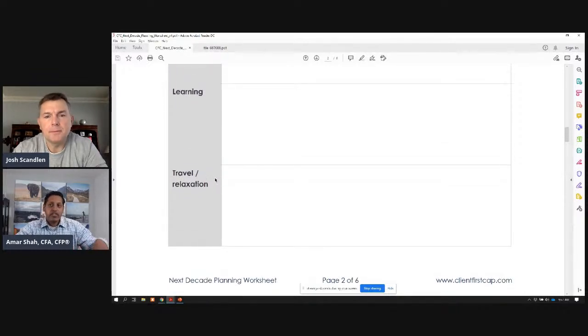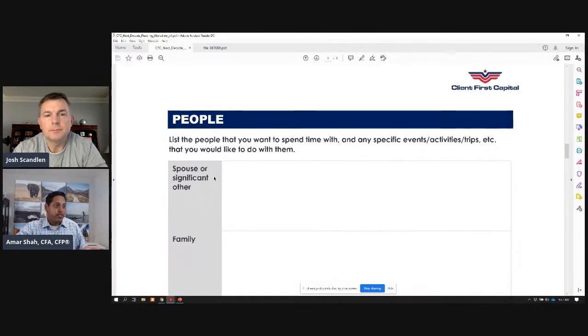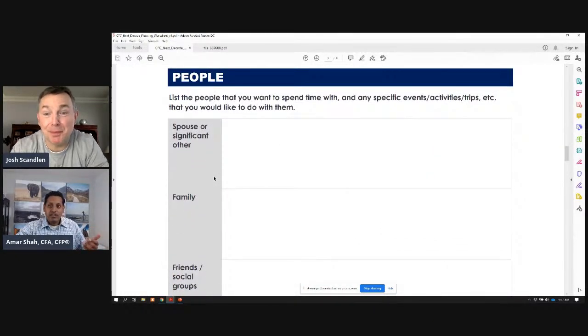So identifying the things that you want to do. Step one is identifying your values. Step two is what do you want to do? Step three is really identifying who you want to do this with. It better be your spouse if you're married, but you could want to do different things with different people.